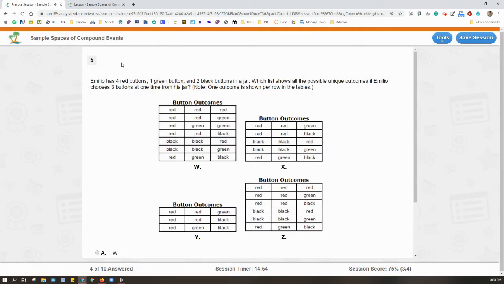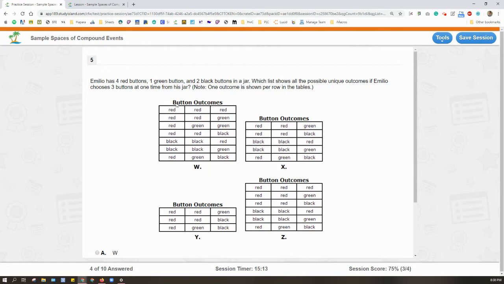Number 5, Emilio has 4 red buttons, 1 green button, and 2 black buttons in a jar. Which list shows all the possible unique outcomes if Emilio chooses 3 buttons at one time from his jar? One outcome is shown per row in the tables. So each row is one outcome.